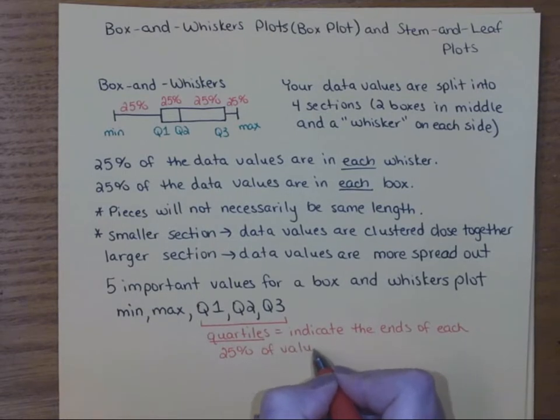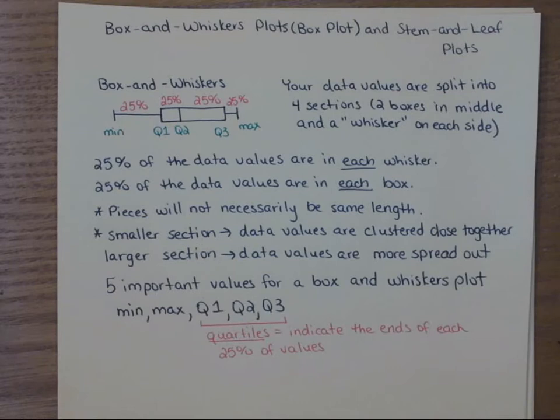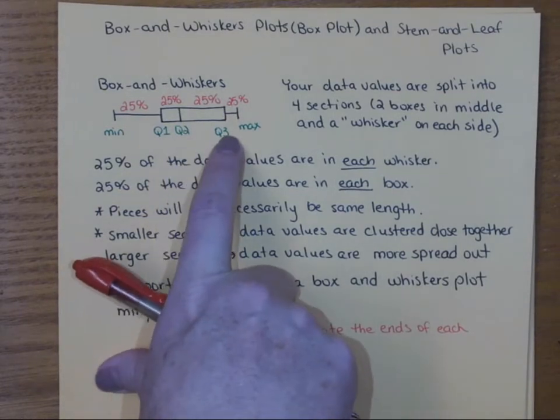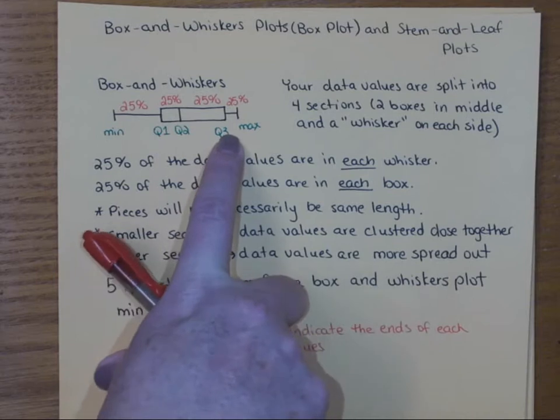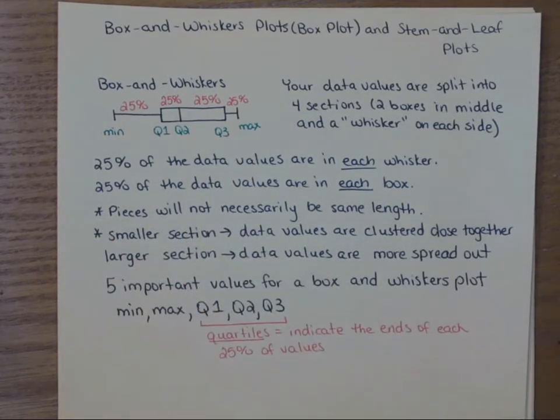So in other words, if you look up at our picture that I drew for you here, Q1 is like the end of the first 25%. Q2 is the end of the second 25%. Q3 is the end of the third 25%. And then finally the max is the highest value, right? The end of all the values.